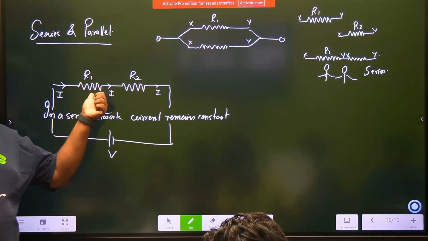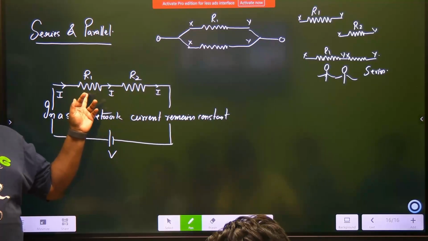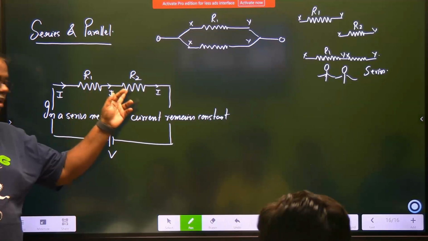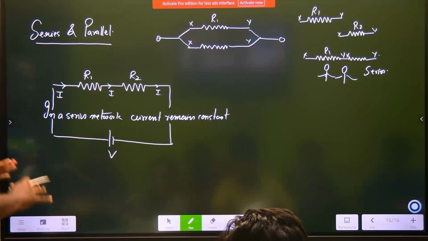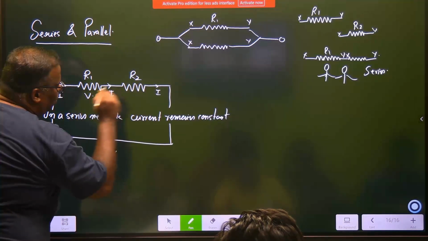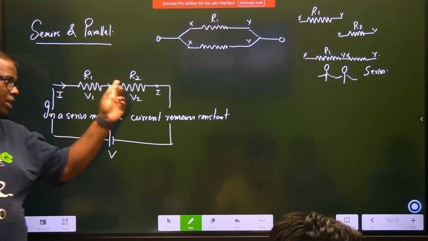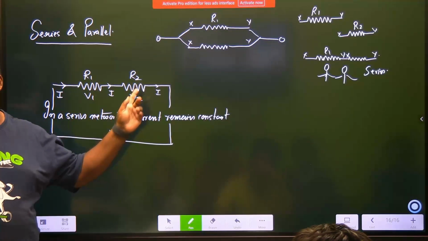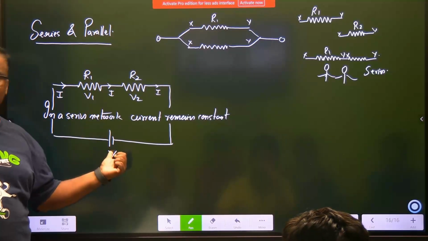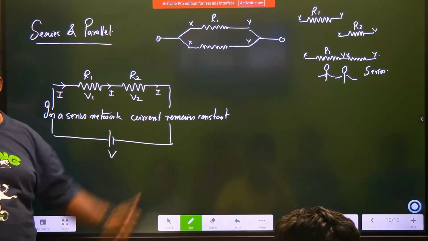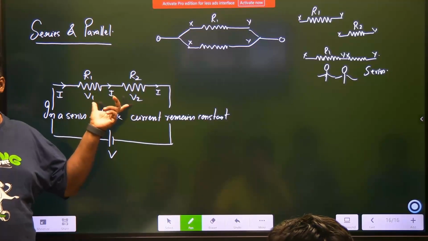Will he eat everything? No. So if he eats X roti, he will eat V minus X roti. Agreed or not? So in a series, voltage always splits up. Wait, if these were two identical twins with equal appetite, if my mother makes 6 rotis, they will eat 3 each, right? But chances are that they will always be unlike fellows.